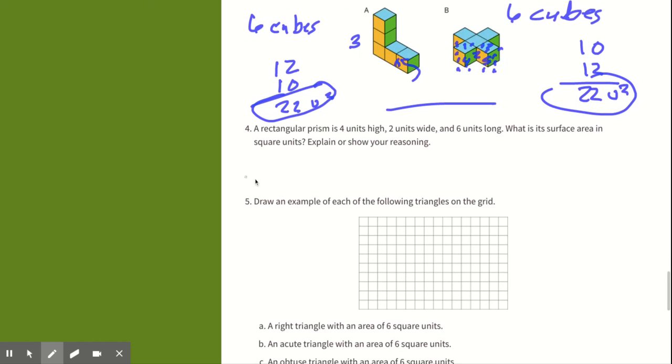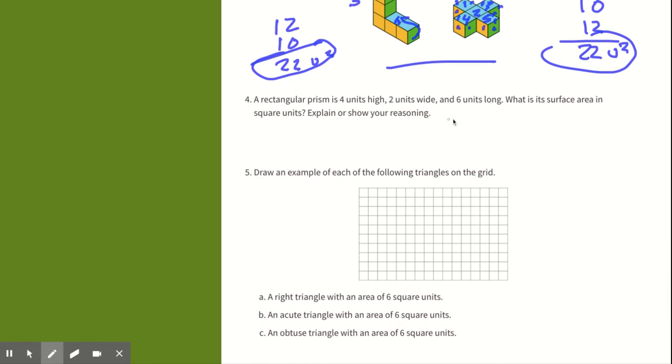And finally, number 4, a rectangular prism is 4 units high, 2 units wide, and 6 units long. What is its surface area in square units? Explain or show your reasoning. I would like to draw a picture. So 4 by 2, and it's 6 units long. So it'd be 6 units out this way. So it is a rectangular prism. I'm going to do that again.